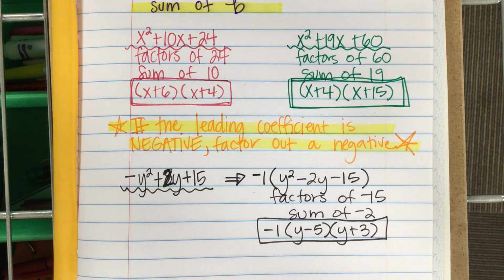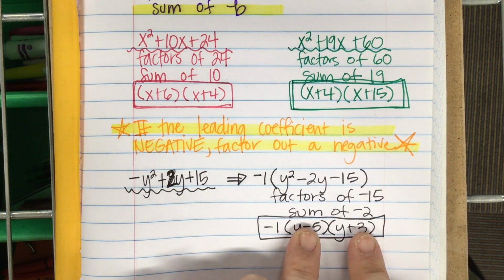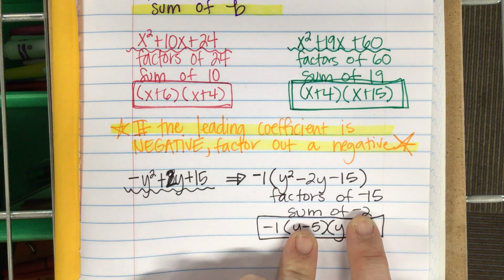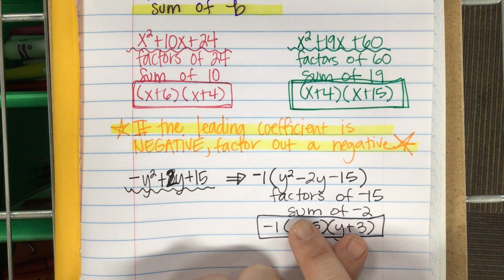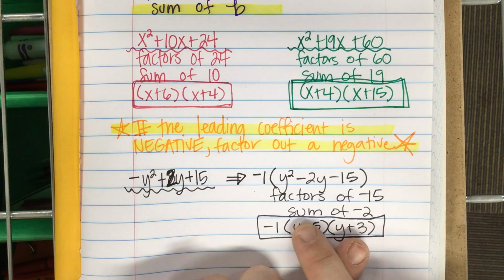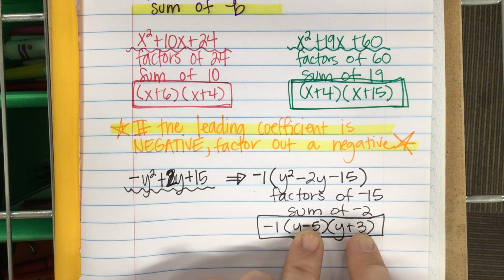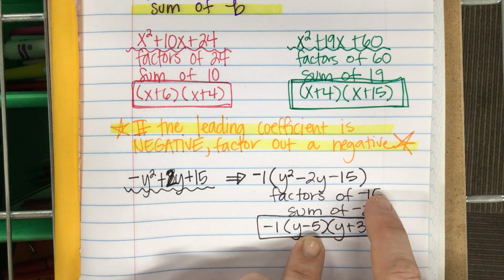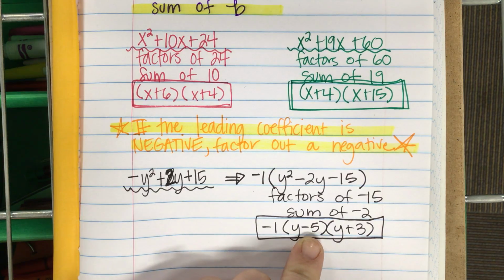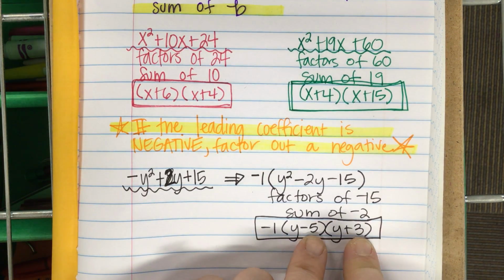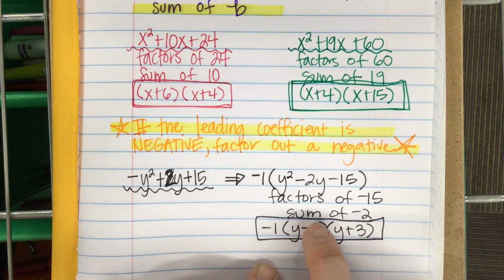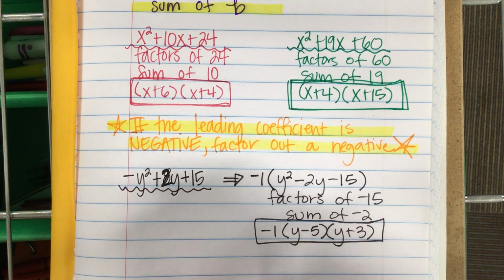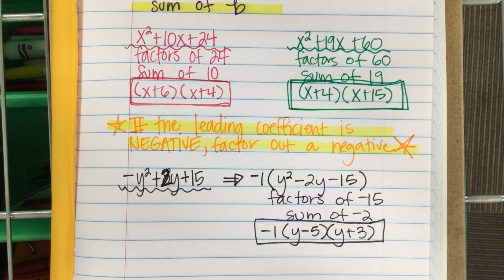Is there, like, more than one answer? If you did plus 5 and minus 3, would you get negative 2? You'd get positive 2. But you could flip-flop the order of them. You could put y plus 3 and y minus 5, but you have to have negative 5 and positive 3, because that's the only way of getting a sum of negative 2 and a product of negative 15. It has to be these two factors. You could flip the order of the binomials, but you cannot flip the positive and negative.